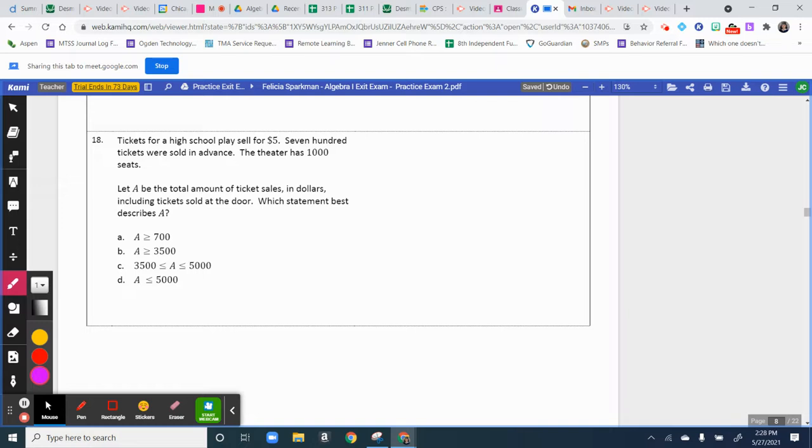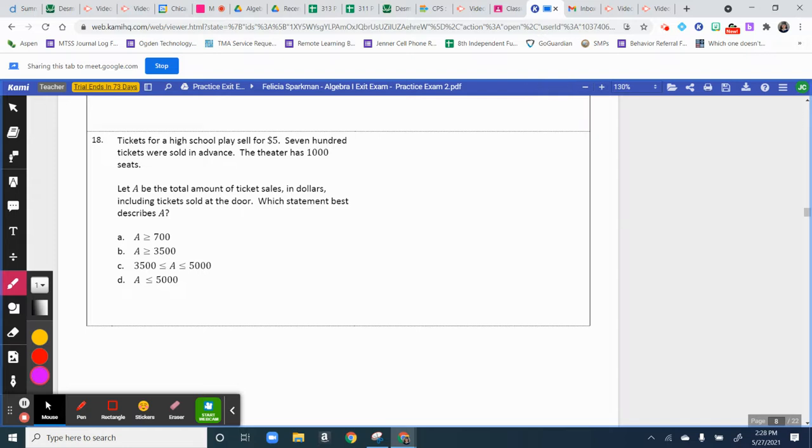All right, let's do a couple more and then we'll take a quick break. All right, so tickets for a high school play sell for $5. 700 tickets were sold in advance. The theater has 1,000 seats. Let A be the total amount of ticket sales in dollars, including tickets sold at the door. Which statement best describes A?